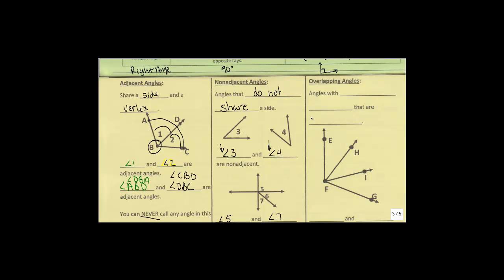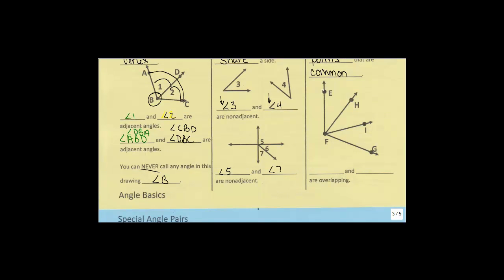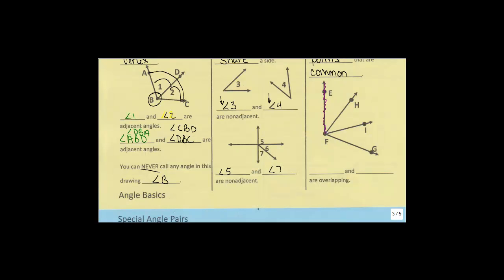The last one is overlapping angles. They're angles with interior points that are common. So in our picture below, if we are talking about angle E, this angle here, FI, so that a whole angle there, angle EFI, that's all of this stuff.